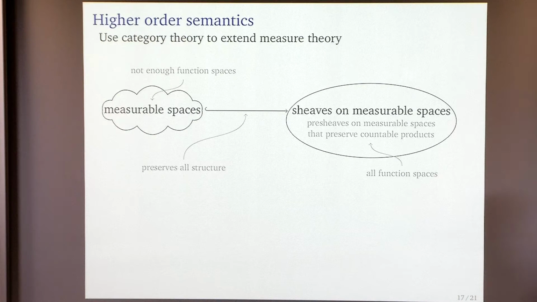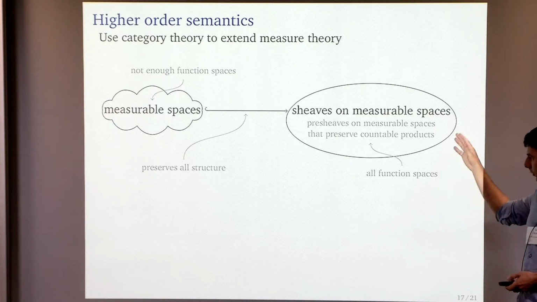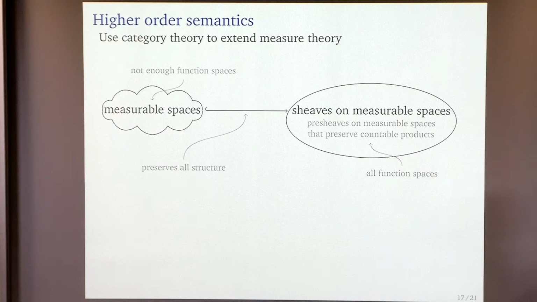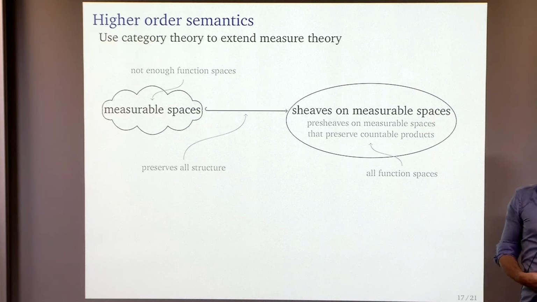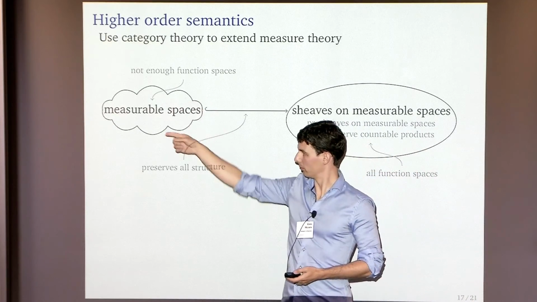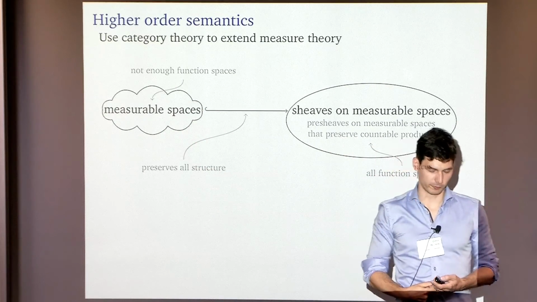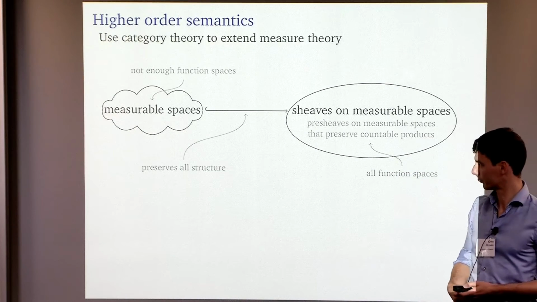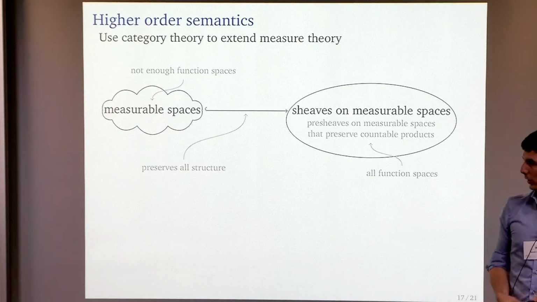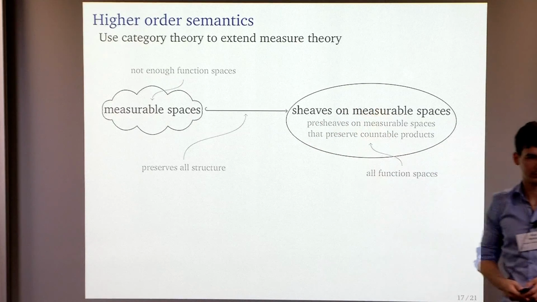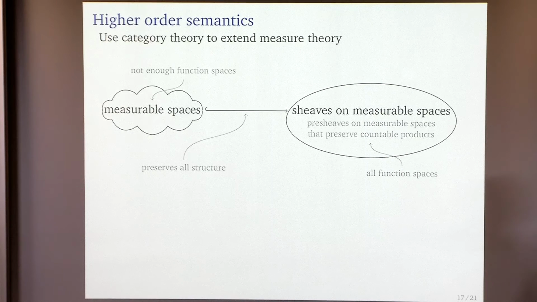Specifically, we're going to use sheaves on measurable spaces. So these are certain types of functors that assign to each measurable space a set. And I want them to preserve countable products for technical reasons I won't get into. The point is, this is a fine universe of mathematical structures that we can interpret our programs in. And it does have all function spaces. So basically, we've sort of completed this universe by throwing in all function spaces formally. And this embedding here, the Yoneda embedding, preserves all structure you could dream of. So everything that held here still holds here. Okay, but now we do have function types.